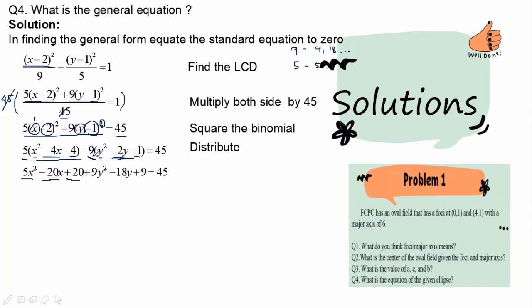So 9 times y squared is 9y squared. 9 times negative 2y is negative 18y. And 9 times 1 is 9. Then copy equals 45.